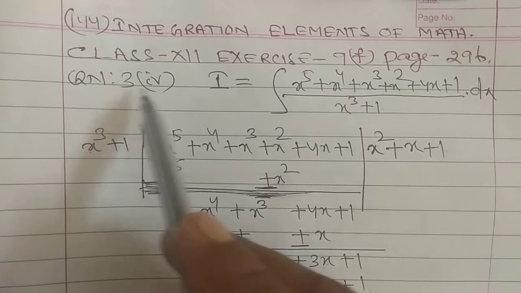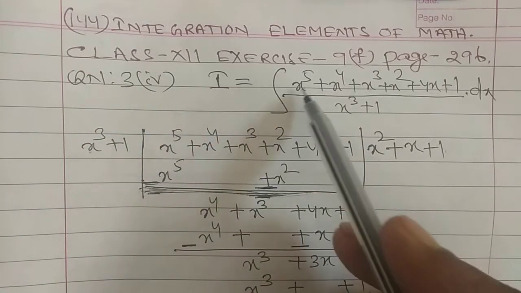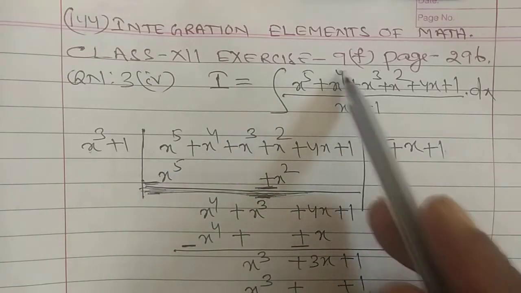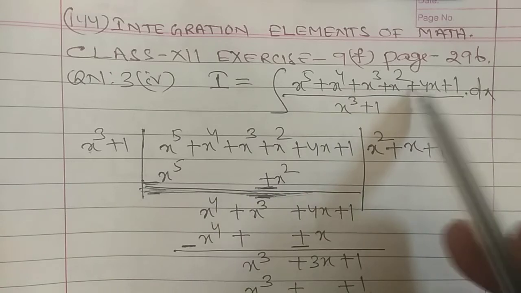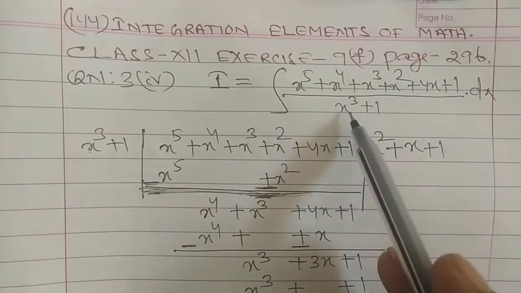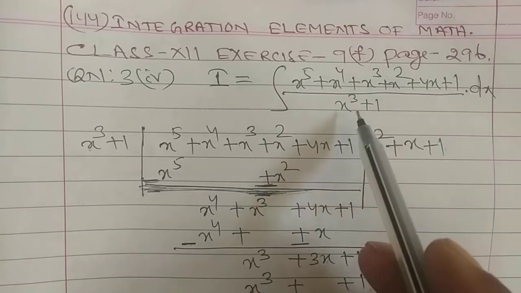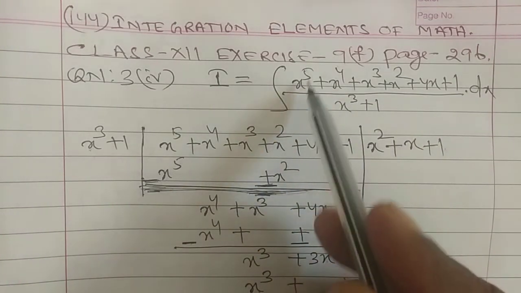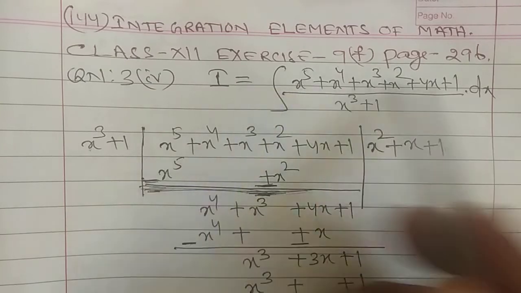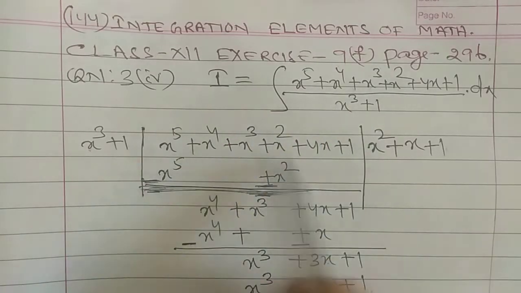Question number 3, IV. Let I be equal to the integration of (x^5 + x^4 + x^3 + x^2 + 4x + 1) by (x^3 + 1) into dx. Here the degree of the denominator is less than the degree of the numerator. So in this case we perform a division.